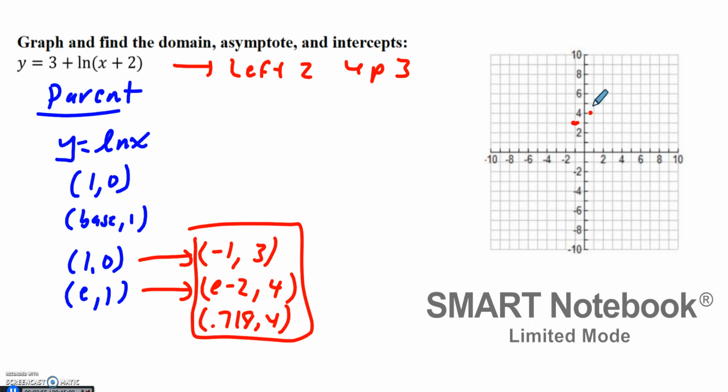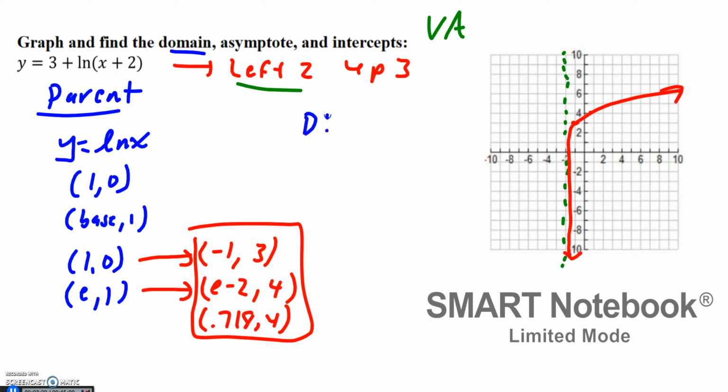Anytime you have a logarithm graph, you always have a vertical asymptote. And because I shifted left 2, for the parent function, the vertical asymptote's always on the y-axis, so it would make sense that it's shifting left 2 as well. If I follow the asymptote and connect the points I have, this would be a sketch of my log function. And now that I have the sketch, I can answer the questions. It would like me to find the domain, which in this case would be from negative 2 to infinity.